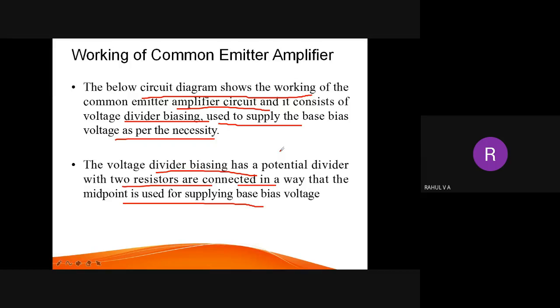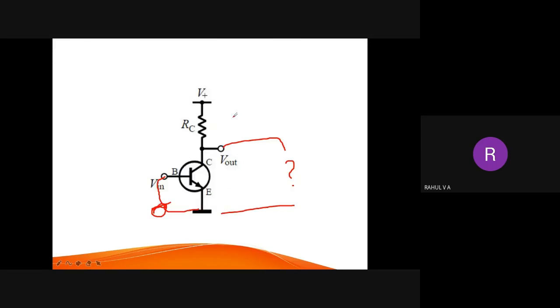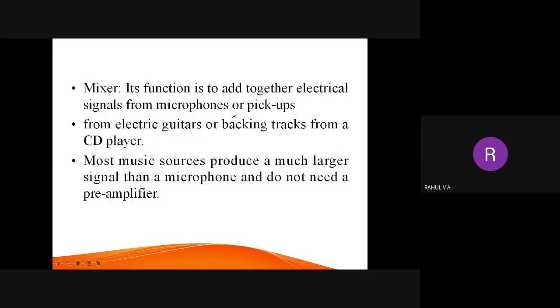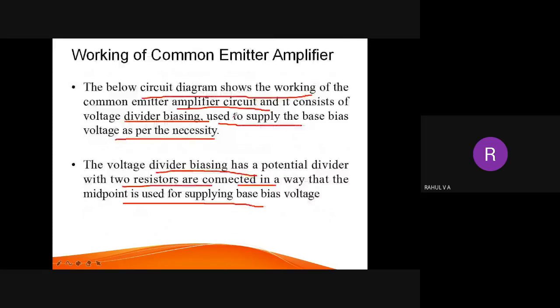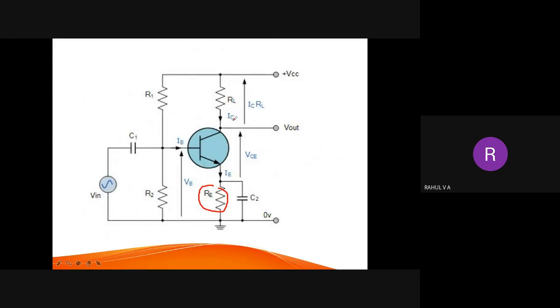And here we are using a common emitter configuration. Common emitter configuration means, then you can write about that. What is common emitter? Common emitter means the emitter terminal is common to both input and output. Then you can draw the circuit diagram.